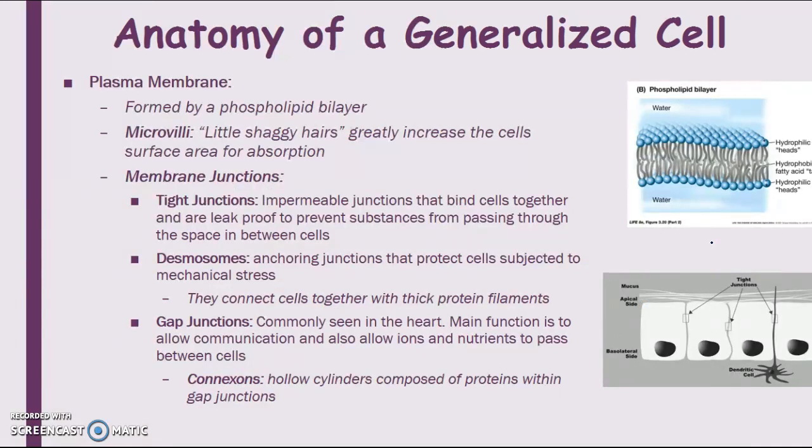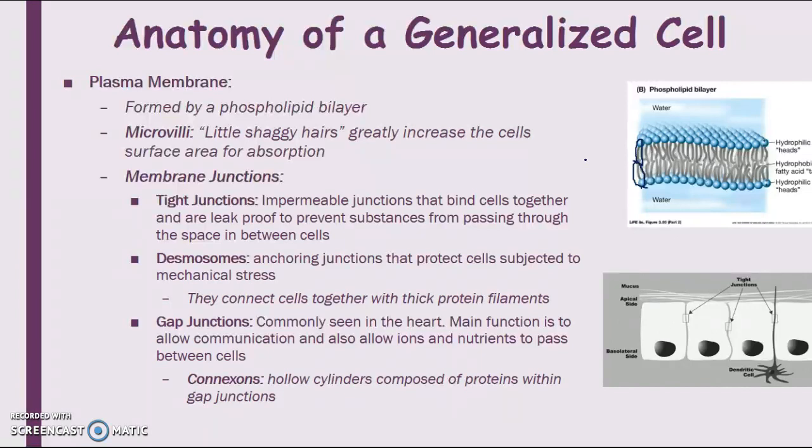So that plasma membrane is going to be surrounded by that phospholipid bilayer. It's what we talked about right here. So here's a phospholipid and here's a phospholipid, so that's why we call it a bilayer. It also has microvilli surrounding it. These are little tiny shaggy hairs that greatly increase the cell's surface area. And your cell membrane also contains different types of junctions.